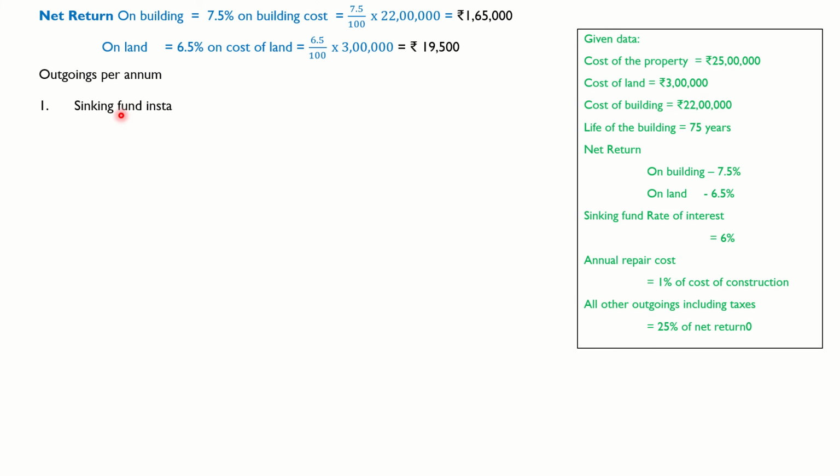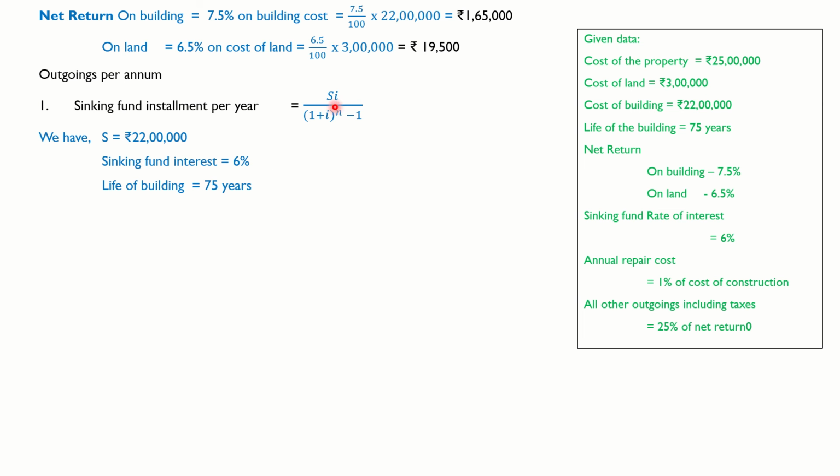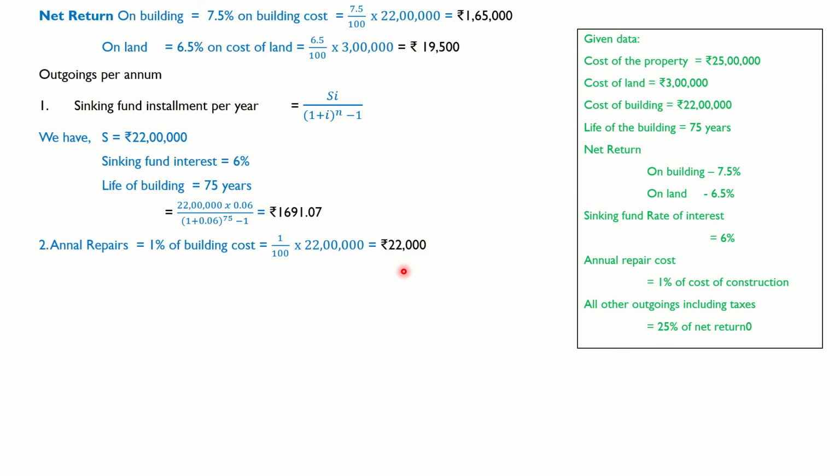Outgoings per annum, sinking fund installment per year, SI by 1 plus I whole power n minus 1. S is here the building cost, we have 22 lakhs. Sinking fund interest 6% was given. Life of the building 75 years. So let us substitute everything, we will get it as 1691. And annual repairs 1% of the building cost, that is 1 by 100 into cost of the building, we will get it as 22,000. Outgoings including taxes 25% of the net return.